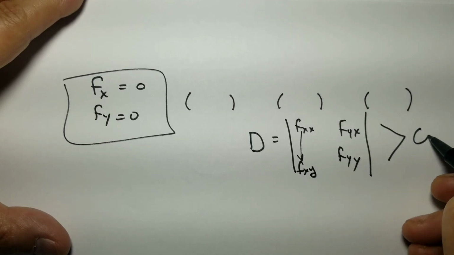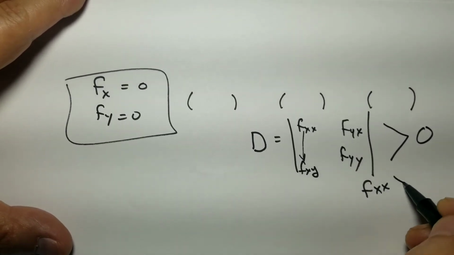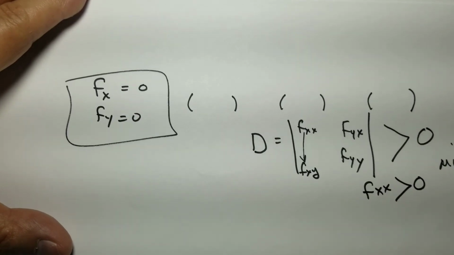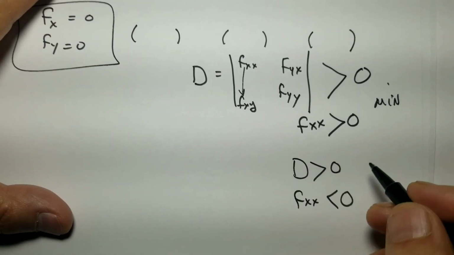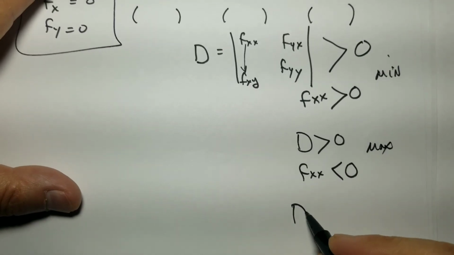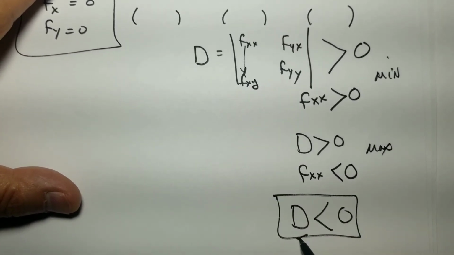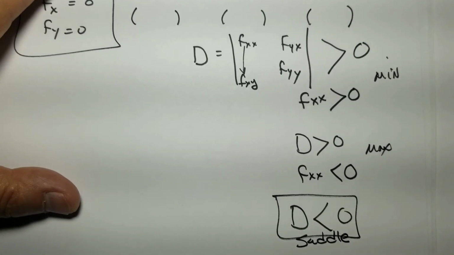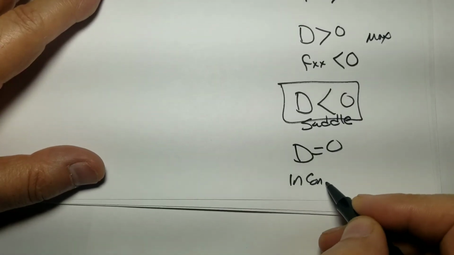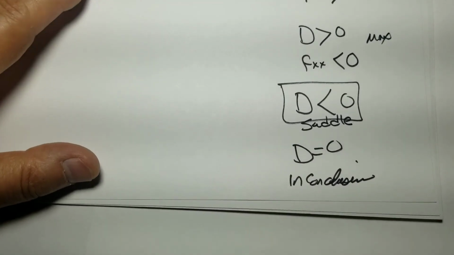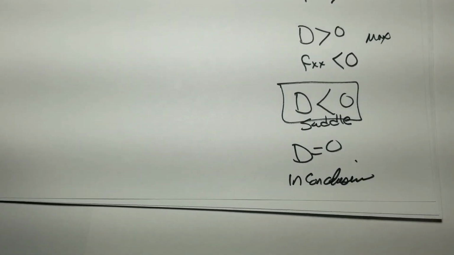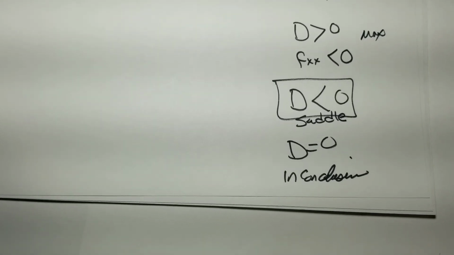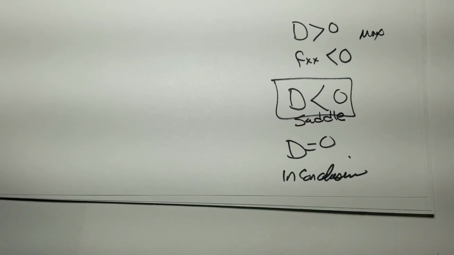If D is positive and f of xx is positive, you have a mean. If your D is positive and f of xx is negative, it is a max. If D is negative, only the determinant, it is a saddle. And if D is zero, it is inconclusive. I don't know what it is. You have to have a technology to do it. And I'm going to teach you another method, if you don't have a technology: completing the square. And completing the square is not always easy if you have a mixed variable. But if you don't have a mixed variable, it's possible.